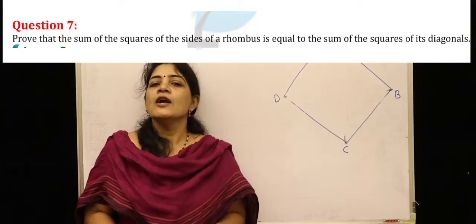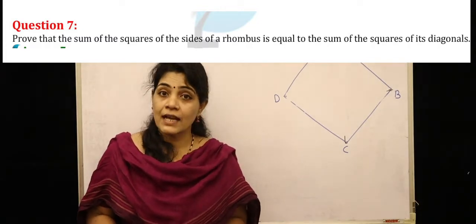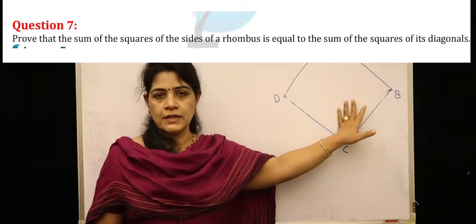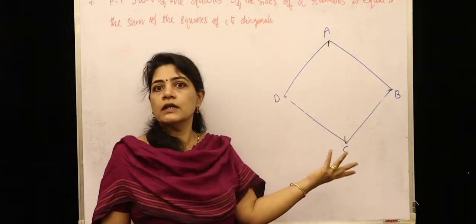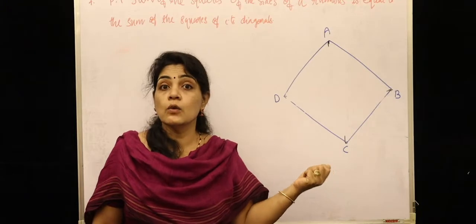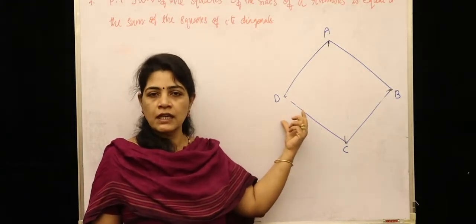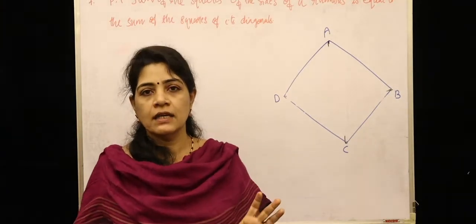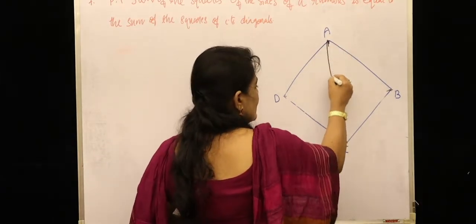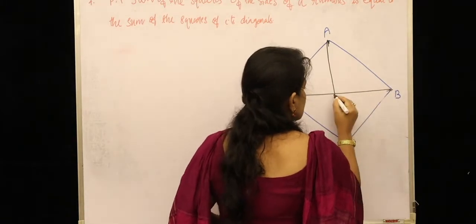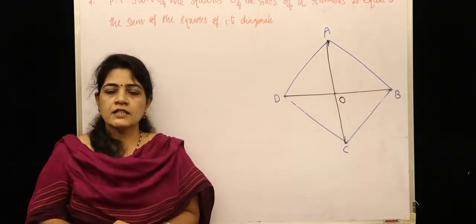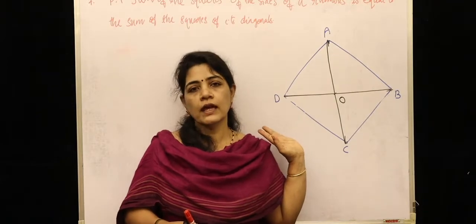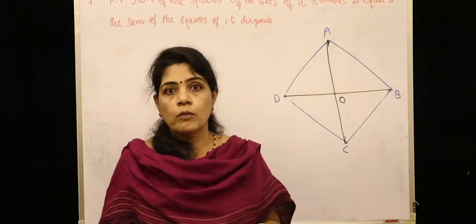Now the seventh question. Prove that the sum of the squares of the sides of a rhombus is equal to the sum of the squares of its diagonals. So here we have a rhombus ABCD. We know the property of a rhombus: the sides are equal, that is AB equal to BC equal to CD equal to AD. This should be expressed in terms of diagonals. That means we have to draw the diagonals AC and BD intersecting at the point O. Diagonals mean the line segments joining opposite vertices, so A with C and D with B. And we know all the sides are equal.